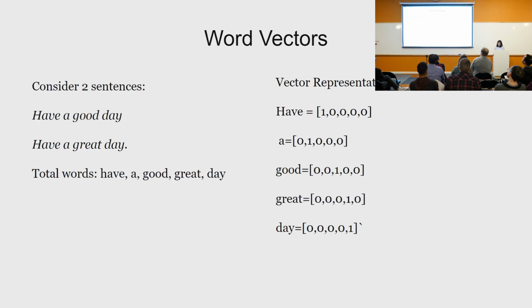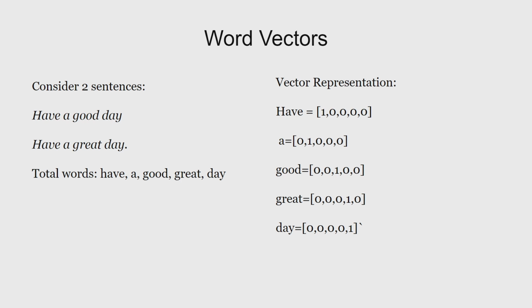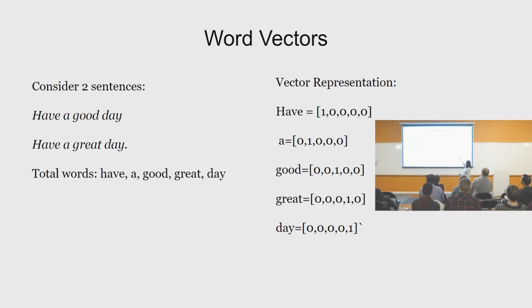But here's an example of what we call one-hot vectors, which means that it's a binary vector. In this case, there are two sentences: have a good day, have a great day. The total vocabulary is 5 words. That's have, a, good, great, and day. And what we've done is in this vector, oh, you can't see my mouse. In this vector, have takes the first position in the vector. A takes the second position, good takes the third position, and so on. So each of these words is given a position in the vector, which is 0 or 1, based on whether that word exists in the sentence or not.